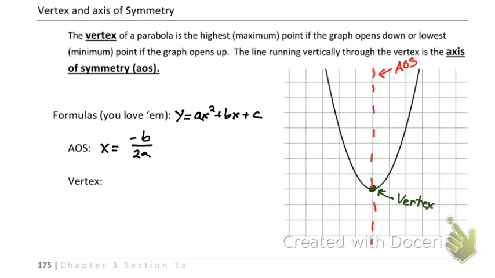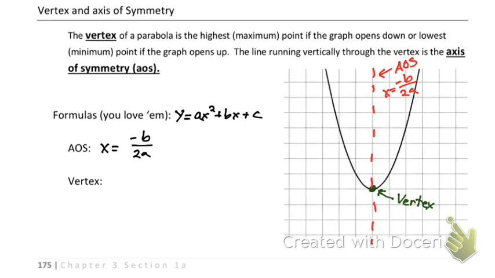That'd be cool. So our vertex, so let's think about the vertex. So if my axis of symmetry is negative b over 2a, let's go ahead and write that by our axis of symmetry. Our axis of symmetry is negative b over 2a. We should have x equals that because it is a vertical line.